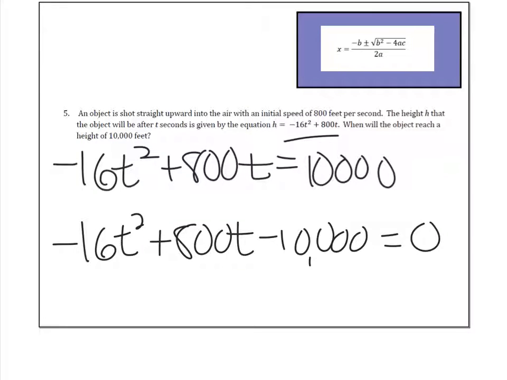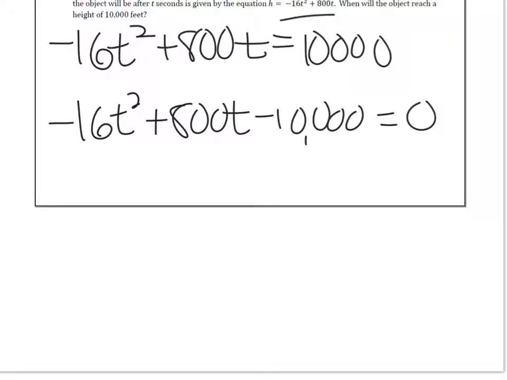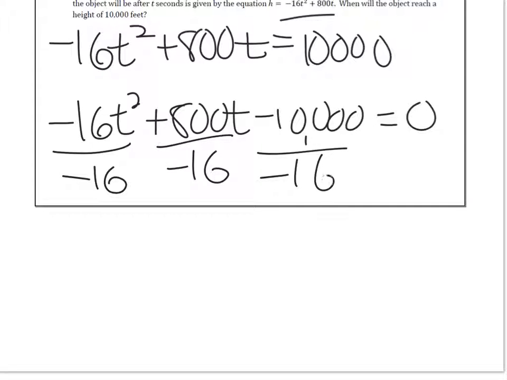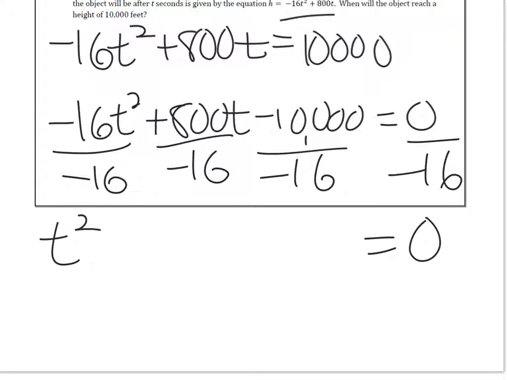So subtract 10,000 over. Now, I can do the quadratic formula right here. But before I do that, I want to see if I can divide some things here. So 800 divided by 16, that works. So if I divide everything by a negative 16, that is just going to make my life way easier. The right side is still 0 because 0 divided by anything is still 0. On the left side, this becomes positive t squared, this becomes a negative 50t, and this becomes a positive 625.